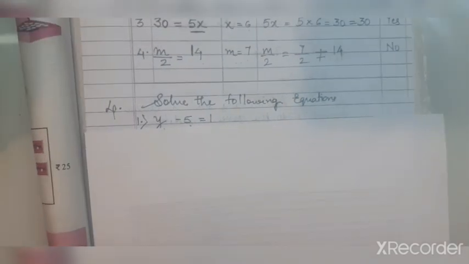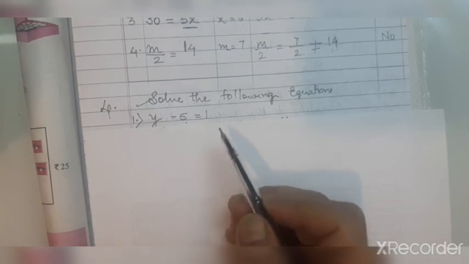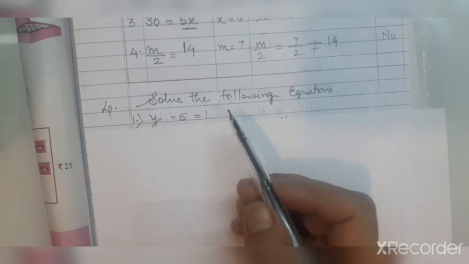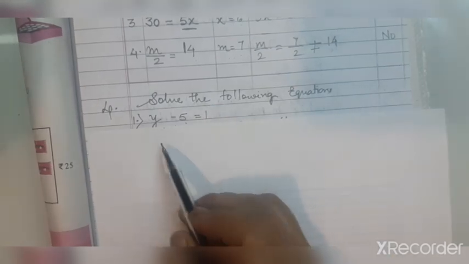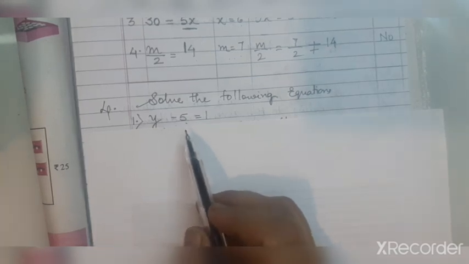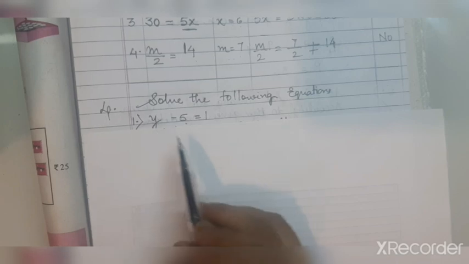The first equation is y minus 5 equal to 1. Now here we don't have to check whether the given value is the solution. Here we have to solve directly. Solving means finding the answer, or finding the solution, y equal to.